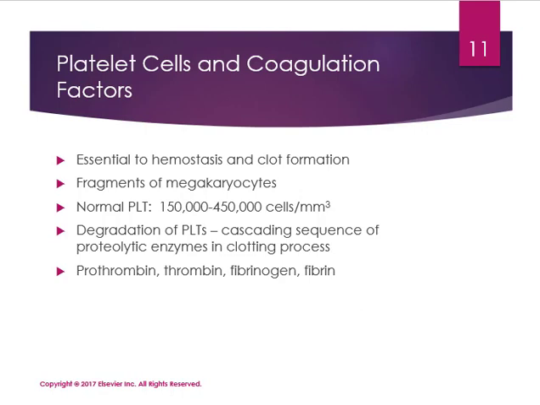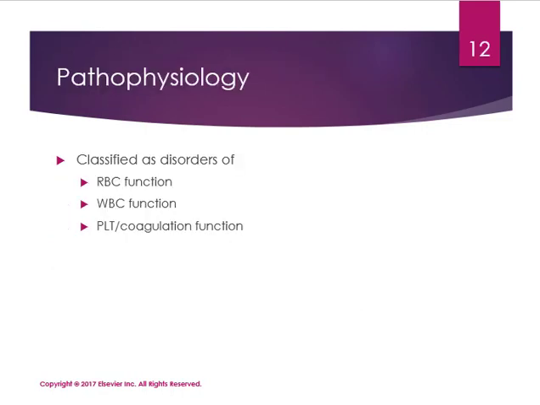to make that clot. And the specific clotting factors can be found on page 27-5, table 27-5. There are several factors that go into making the clot and the cascading process, and those include prothrombin, thrombin, fibrinogen, and fibrin. So let's talk a little bit about some different disorders of red function, white function, and platelet function.